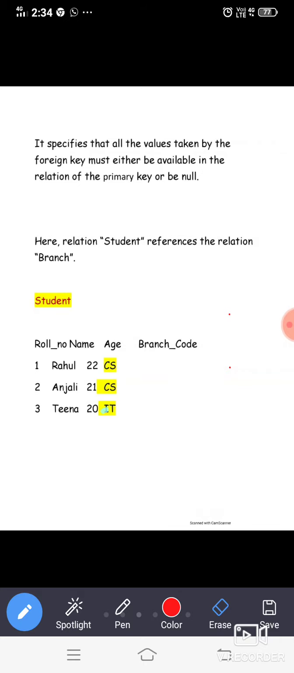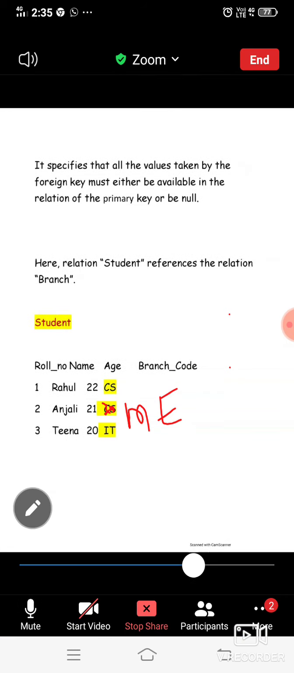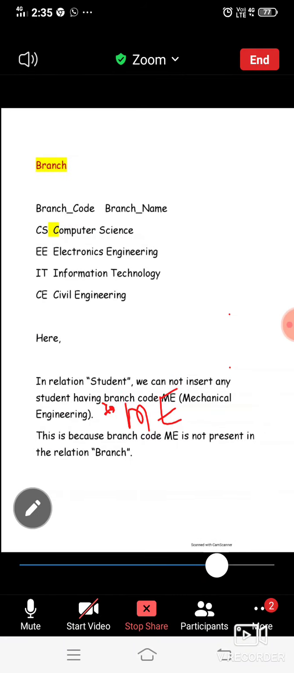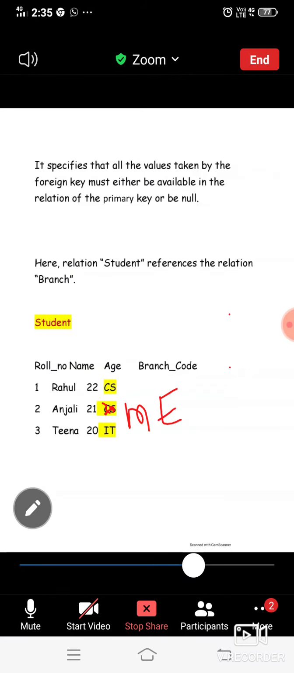Now I'm going to take some other way here. Instead of IT, can I take it as ME? There is mechanical engineering. Tell me, can I take any one? For example, let us take this as ME. Then, is the linking possible? Is the reference possible here?